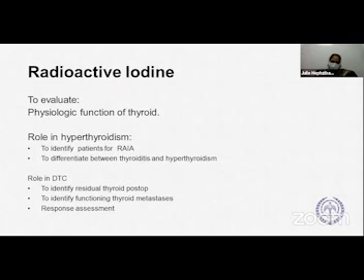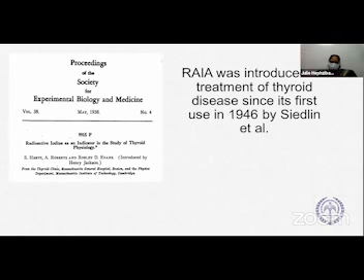And coming to radioactive iodine, this is used to evaluate physiologic function of thyroid. And role in hyperthyroidism is especially to identify patients for radioactive iodine ablation and to differentiate between thyroiditis and hyperthyroidism. In differentiated thyroid cancer, it is to identify residual thyroid post-op and to identify functioning thyroid metastasis and also for response assessment. We all know that iodine has been used in the medical field more than 8 to 9 decades, and I believe that it is there to stay with us.